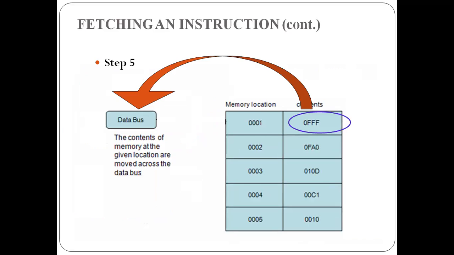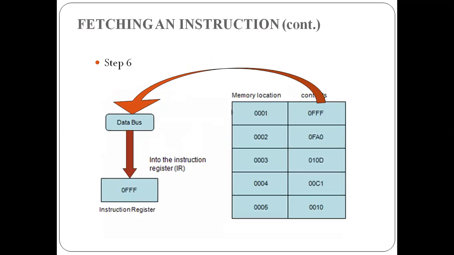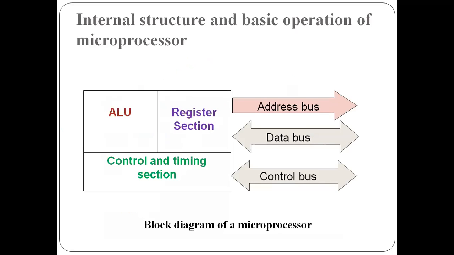Then fetching an instruction is continued. The contents are put on the data bus. The memory location 0001 consists of the content 0FFF, which is being transferred to the data bus. Now, from the data bus, whatever the fetched commands or opcodes, 0FFF is being transferred to the instruction register.